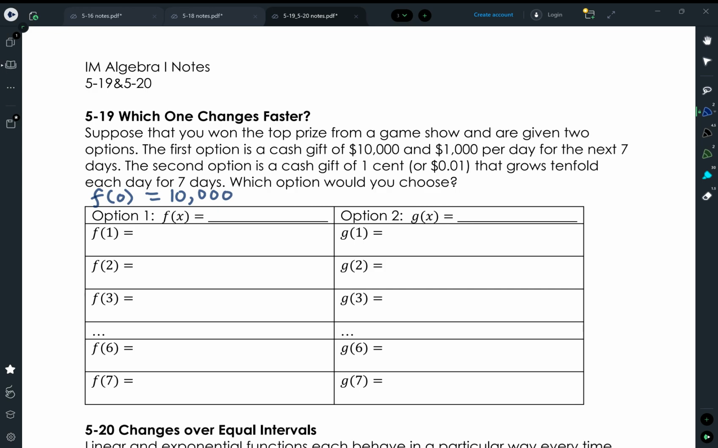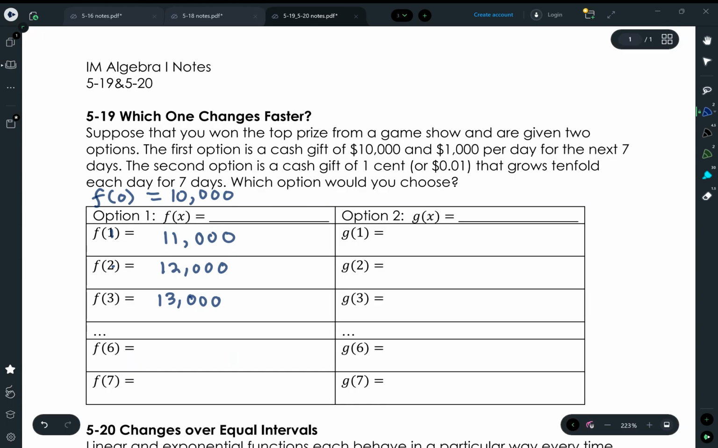So let's see, if I add $1,000 onto that, day 1, I would then have $11,000. Day 2, I would have $12,000. Day 3, I would add another 1,000, so I'd have $13,000. And then I can kind of see a pattern here where, because it was a 1, I added 1,000, a 2, I've added 2,000 so far, 3, I've added 3,000 so far. So I can even fill in the 6 and 7 right now.